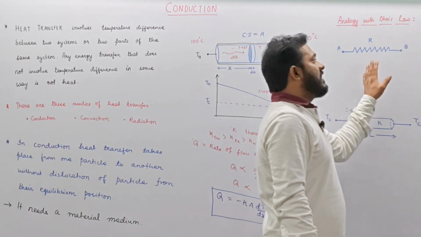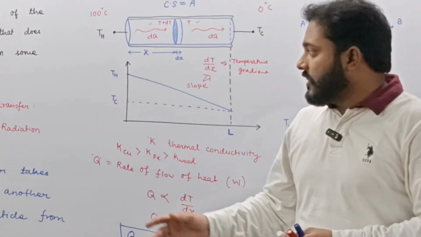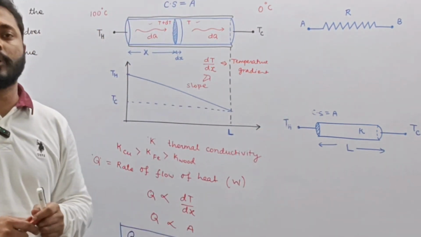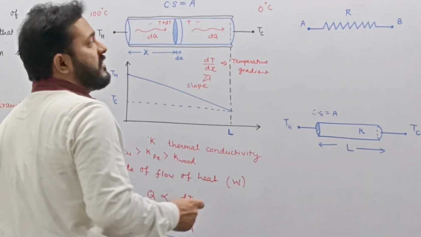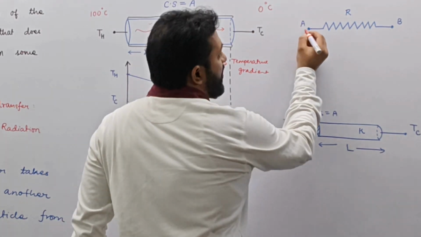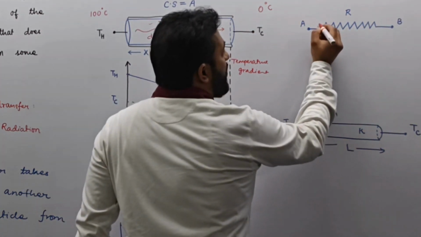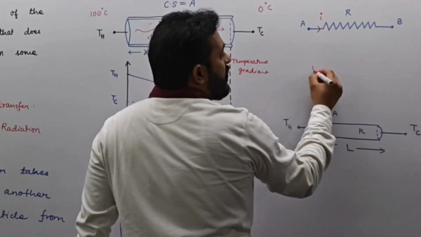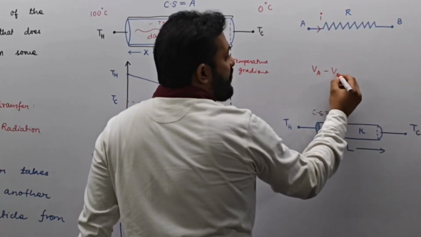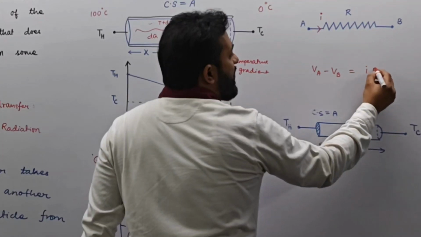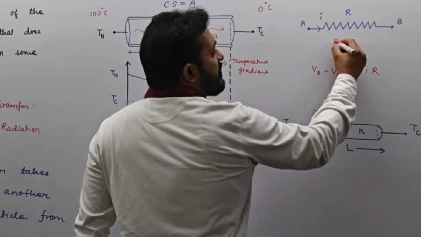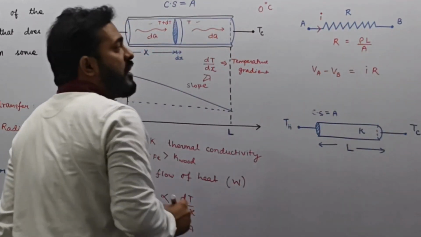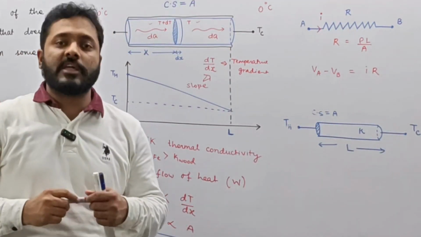Now, over here we have an interesting thing to note that there is an analogy between Ohm's law and heat transfer or conduction equation. So over here we can say that if there is a higher potential and a lower potential, and a current flows from higher potential to lower potential, then using Ohm's law, we can write potential difference is equal to IR. And R, which is resistance of the material, is written as rho L upon A, where rho is resistivity of the material.